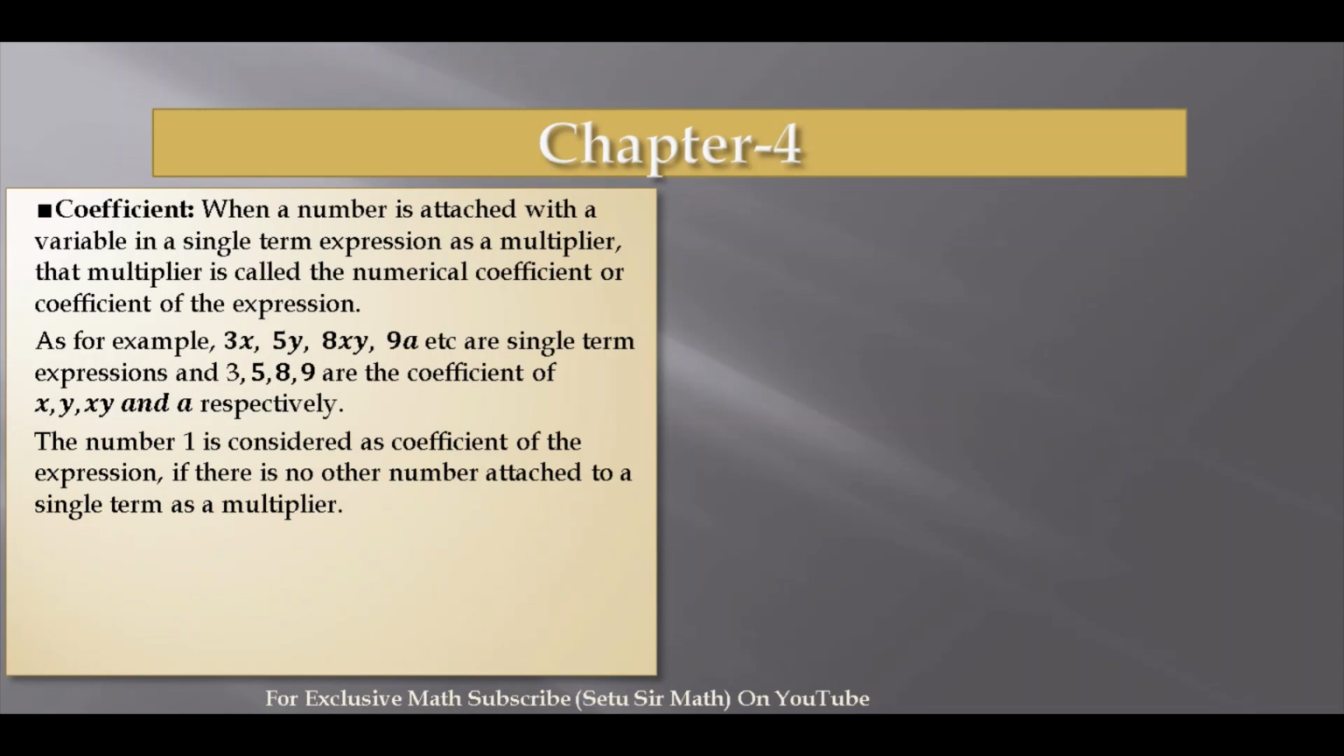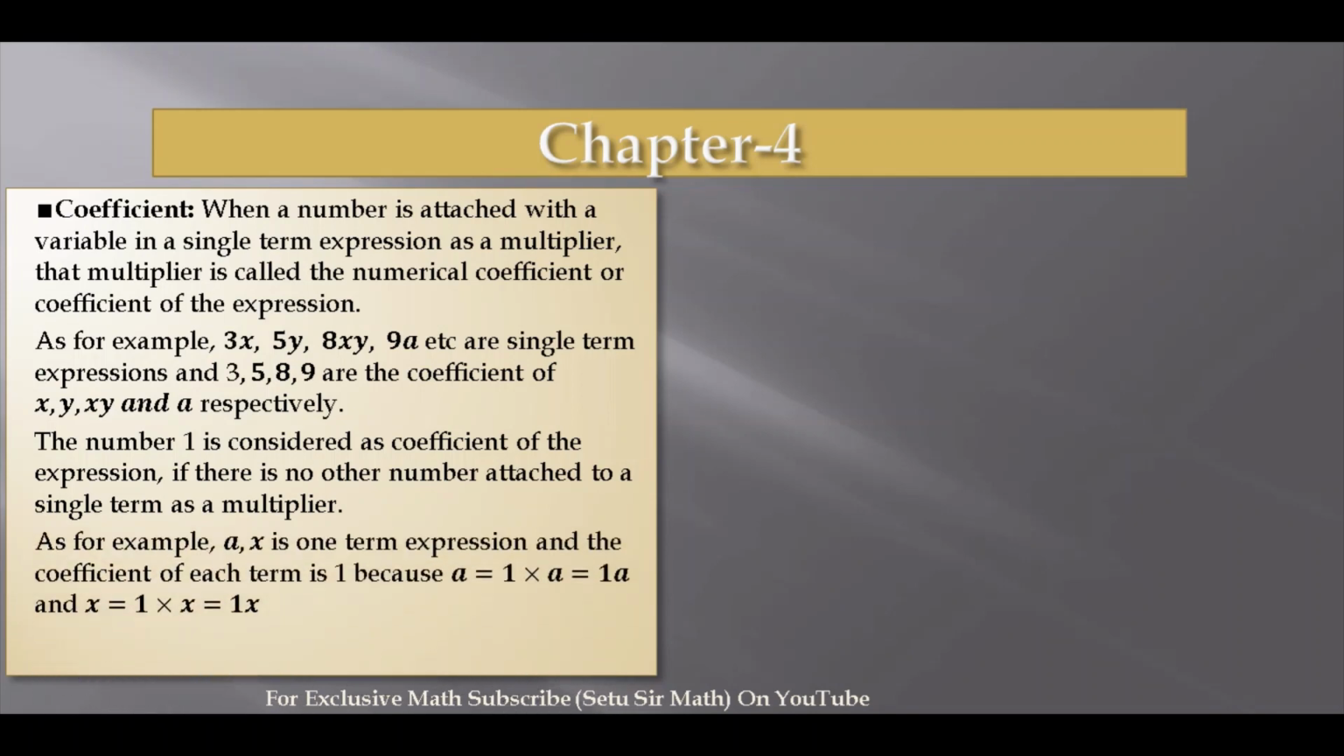The number 1 is considered as coefficient of the expression if there is no other number attached to a single term as the multiplier. Let's see the example. As for example, a and x are one-term expressions and the coefficient of each term is 1 because there is no number attached with this variable a or x. Because a equals 1 into a, that means 1a, x equals 1 into x, that equals 1x. That means the coefficient is 1. Okay.